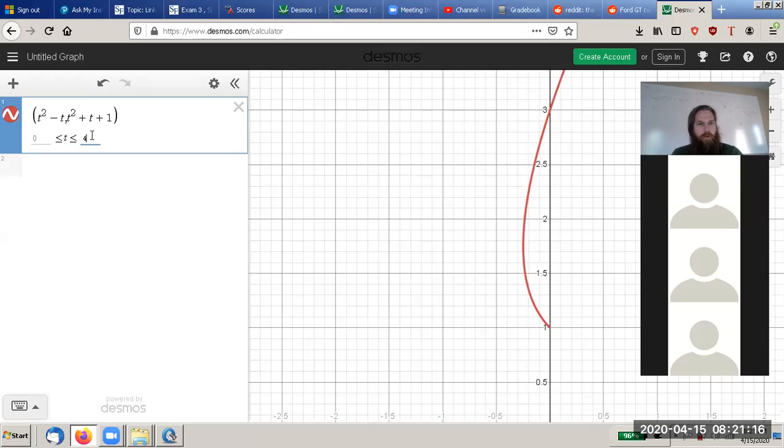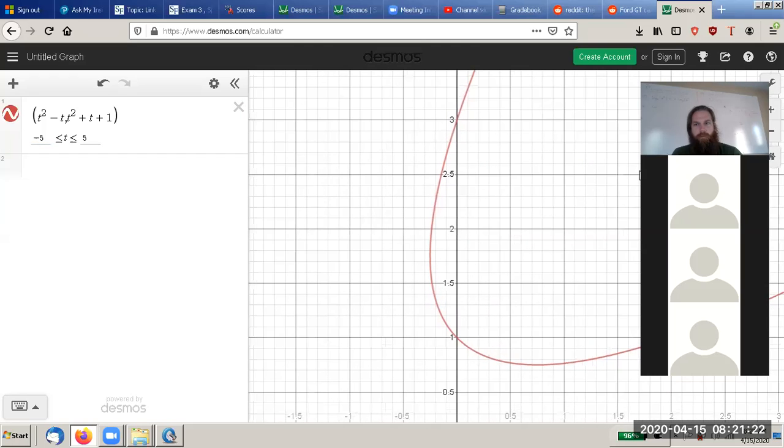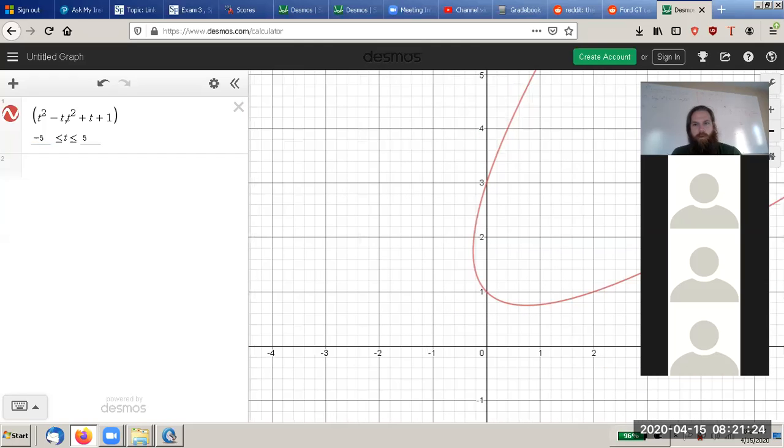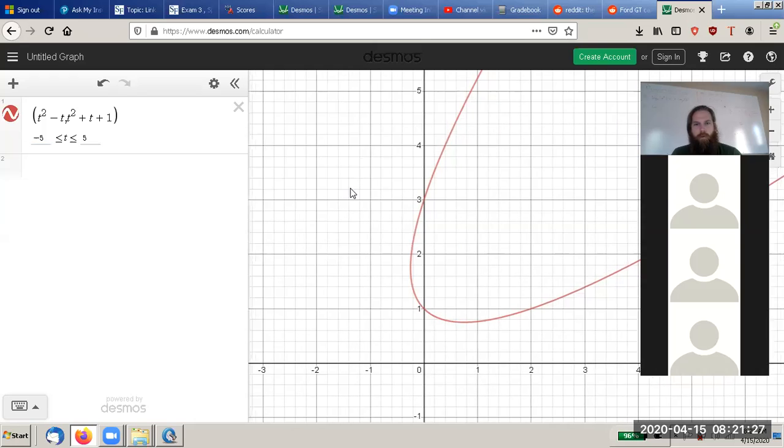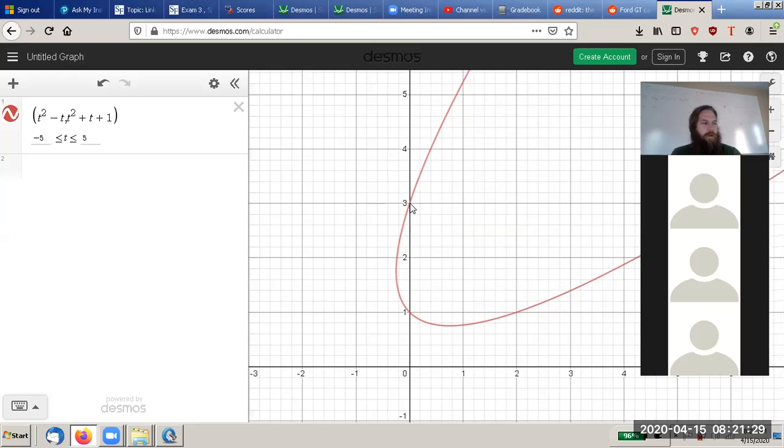Let's let t run out to like 4, something like this. All right, so here's a piece of this curve. Here's the point (0, 3), but I don't know what time value is associated with that point right now. I don't know what t value I'm going to be plugging in. It looks like the slope of the tangent line there should be large, positive.